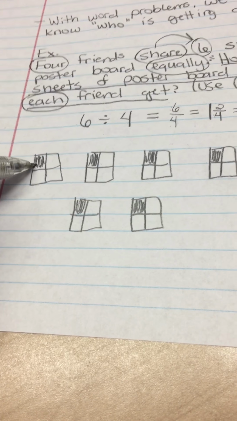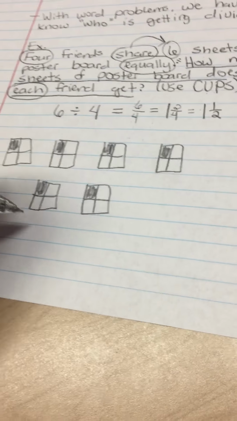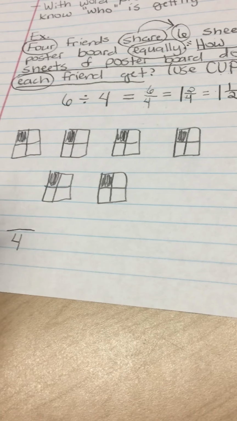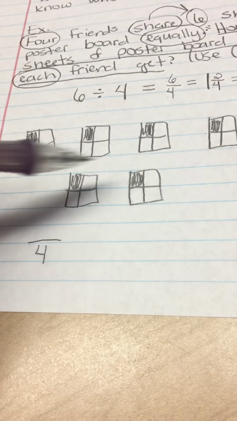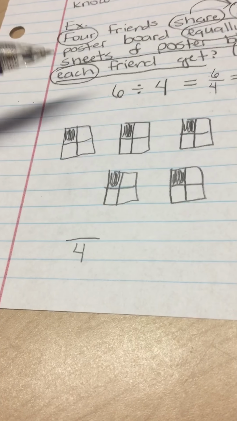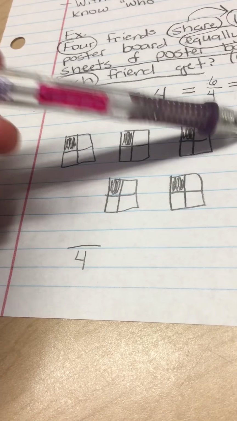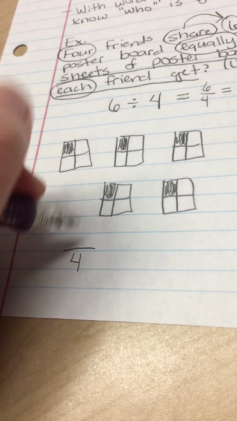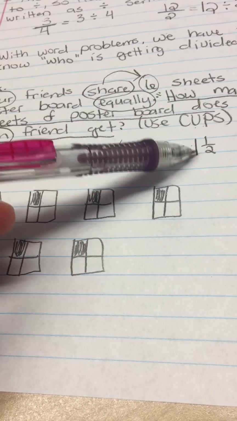If I add these all up, I know I have 4 friends that are splitting up these sheets of poster board. And then each person will get 1, 2, 3, 4, 5, 6 pieces. So that looks the same as what we did up here. And it also makes sense if we look at it just going directly to this number here.